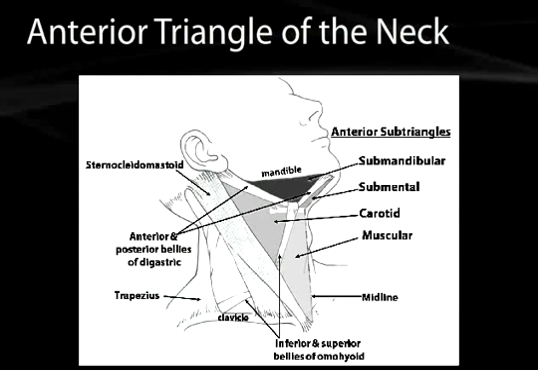There's the submandibular under the mandible, and the submental, which some people will connect to the opposite side. Then we have the carotid triangle, because that's the one where the carotid artery will bifurcate at the base of the hyoid. And then finally the muscular triangle.